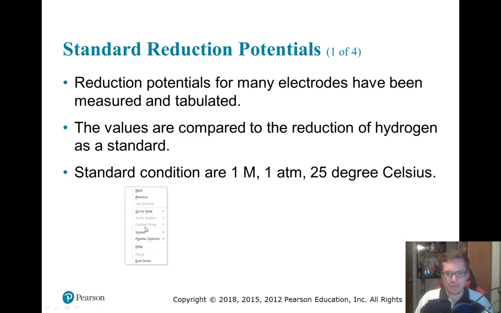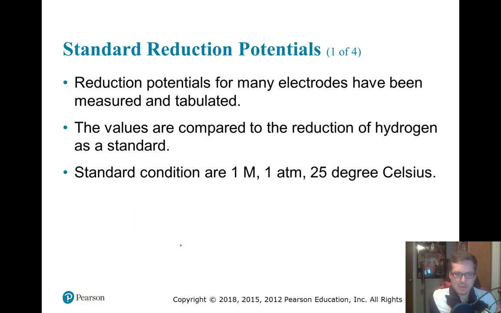This is for Chem 2 Unit 13, talking about reduction potentials and being able to calculate cell potential. Alright, C-E-L-L, not your ability to sell. So you've got reduction potentials.